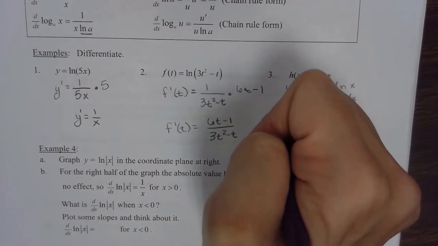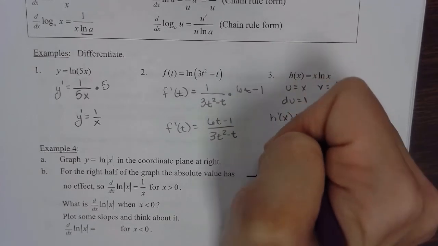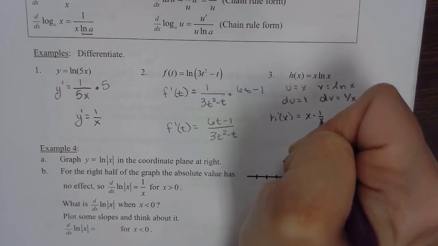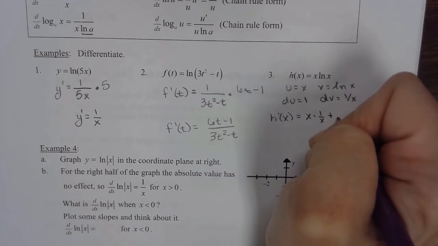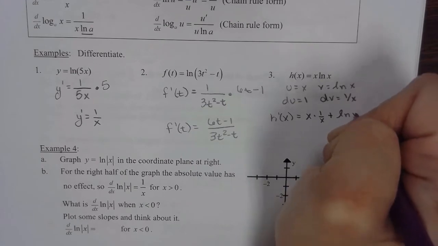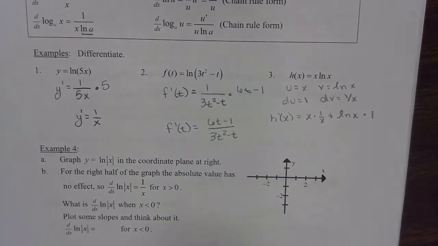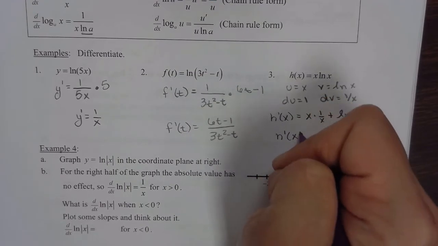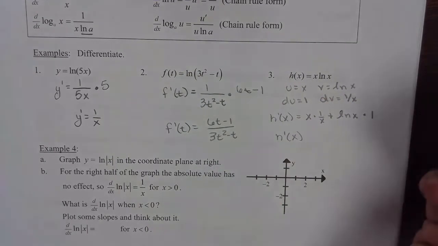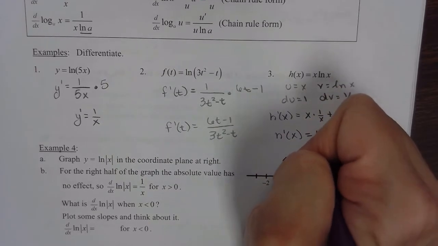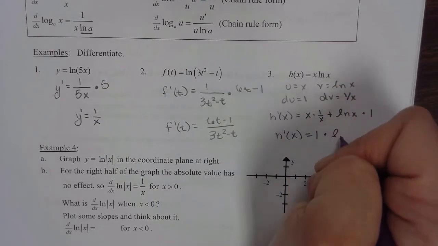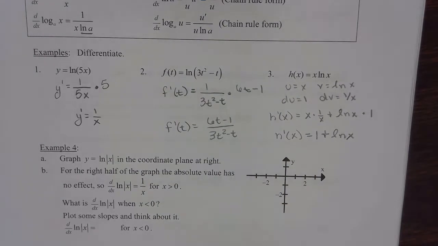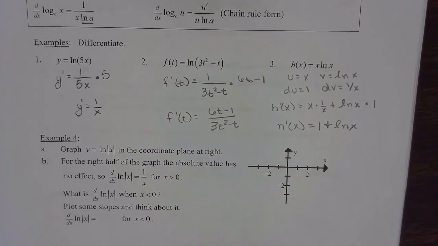So h prime of x, u times dv plus v times du. And then I'm going to simplify that. So h prime of x equals, well, x times 1 over x is 1, and 1 times ln x is ln x. And we are done.